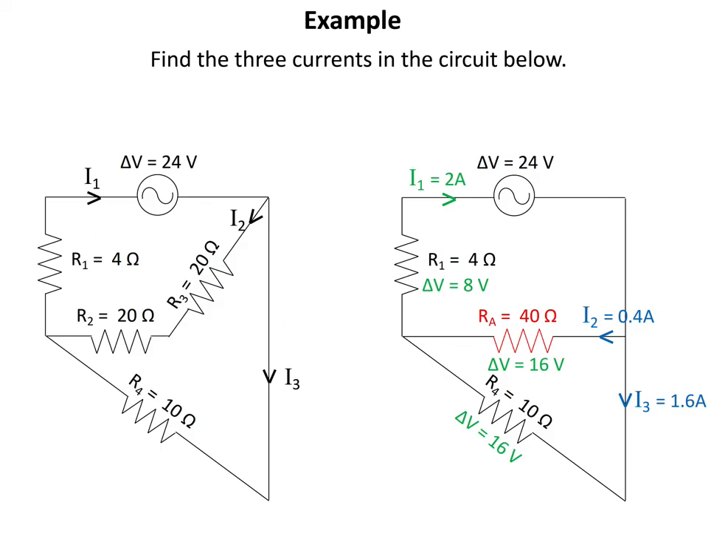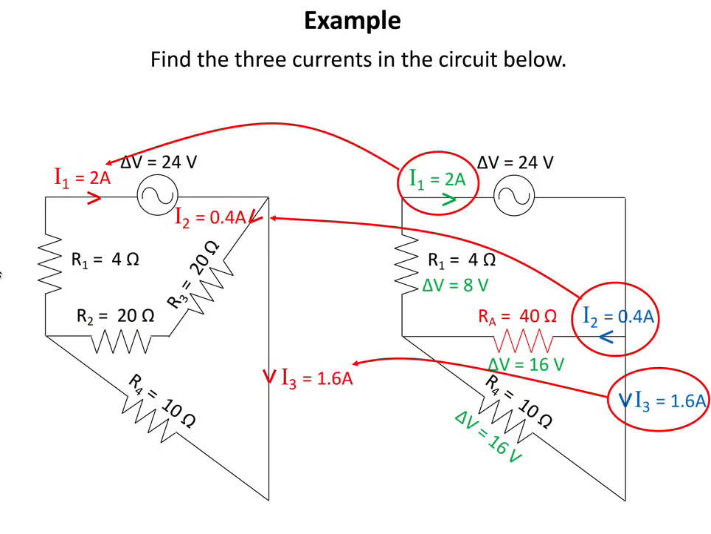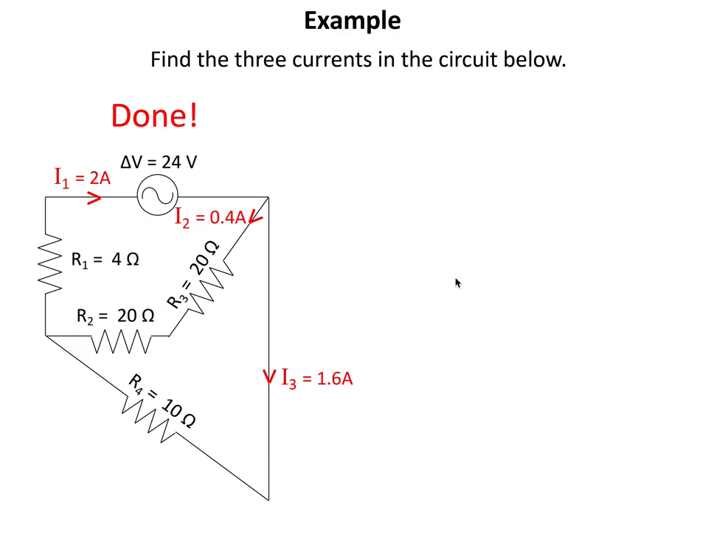We needed to find the current I2 and the current I3, and we previously also found the current I1. Let's just transfer everything into our final diagram. So I did the transfer over here. These are the results we obtained, and we are done with this problem.